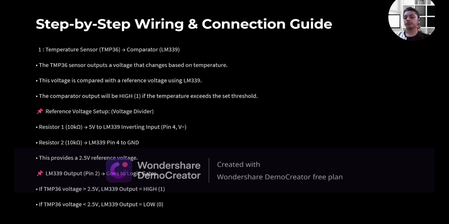Reference voltage setup for the comparator. We use a 10 kilo ohm resistor from 5 volt to the LM339 inverting input pin number 4. A second resistor of 10 kilo ohm goes between the LM339 pin and ground. These provide a 2.5 volt reference voltage. LM339 output pin number 2 goes to the logic gates. If the TMP36 voltage is greater than 2.5 volt, the LM339 output is high, and if the TMP36 voltage is less than 2.5 volt, the LM339 output is low.